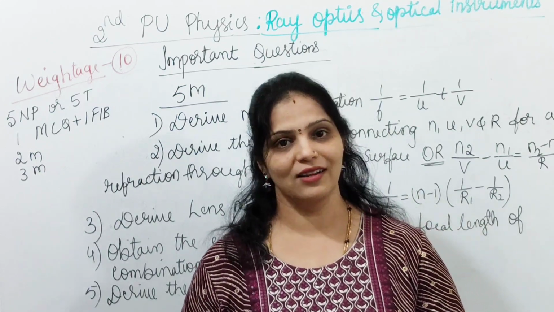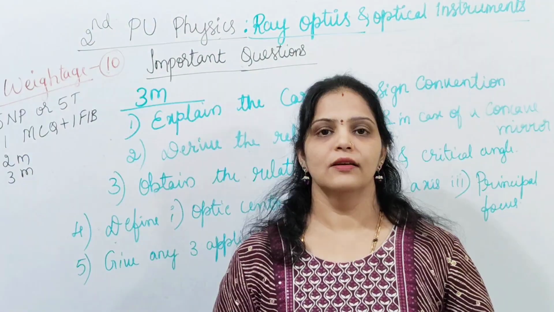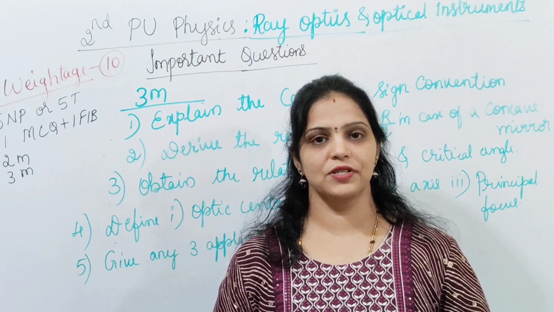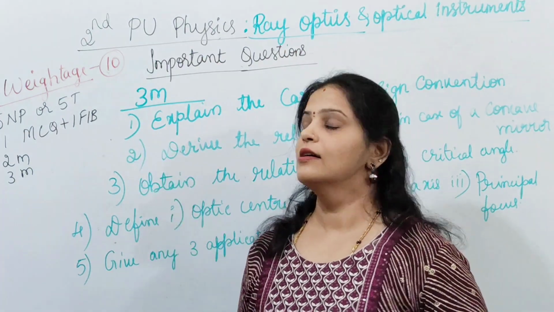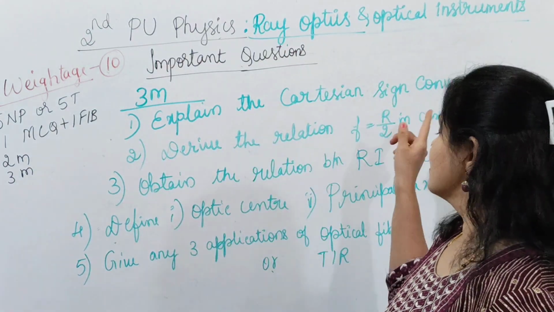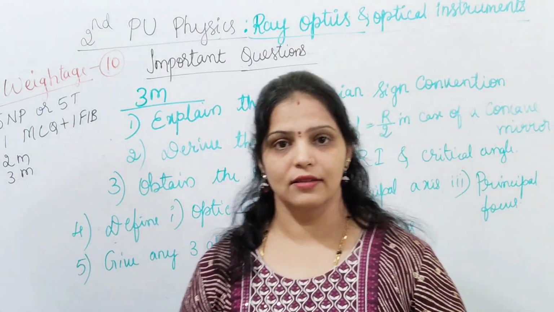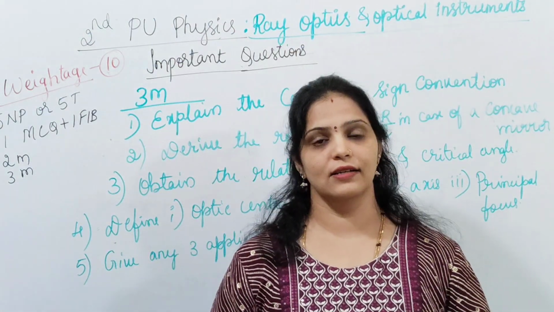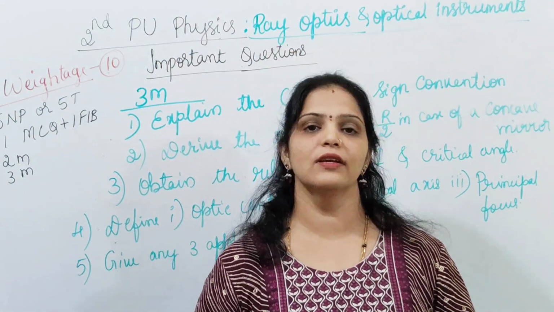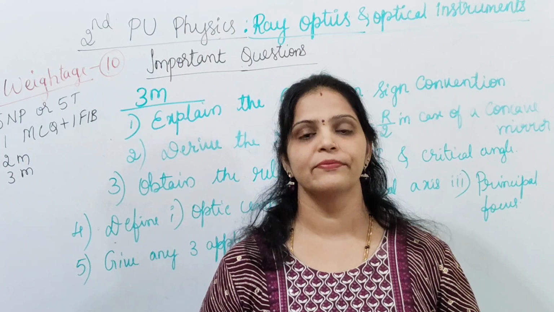Let us see what the important 3 marks questions are now. The most expected 3 marks questions are listed here. The first is to explain the Cartesian sign convention. That means all measurements are done from the pole of the mirror or lens.